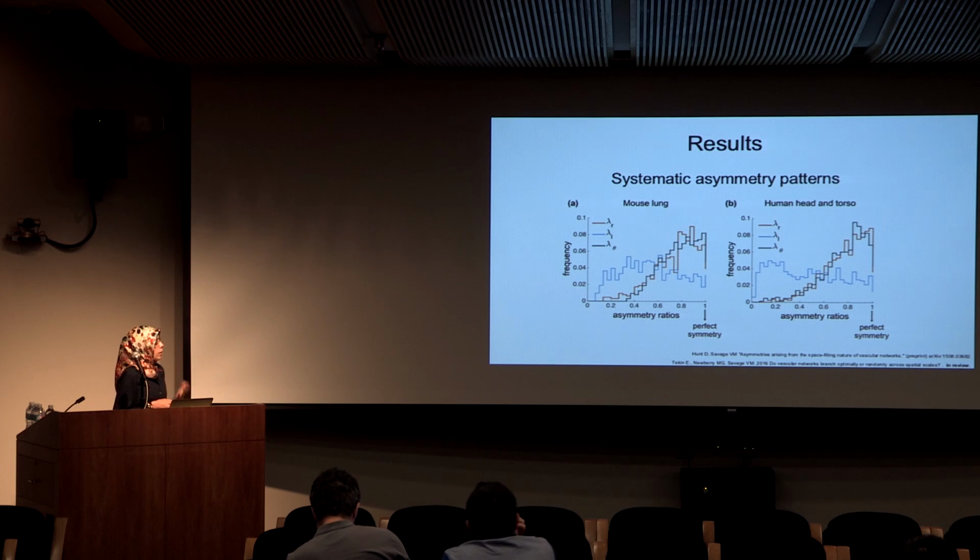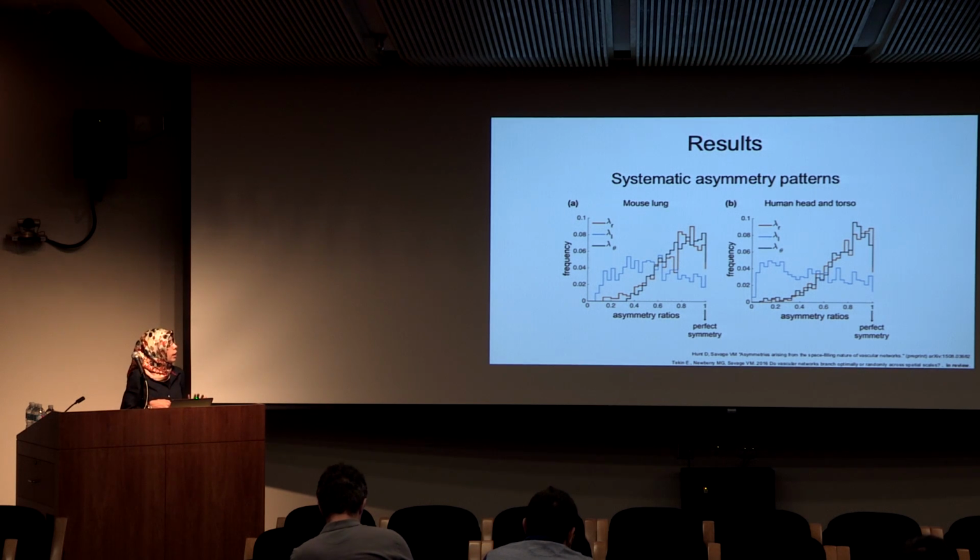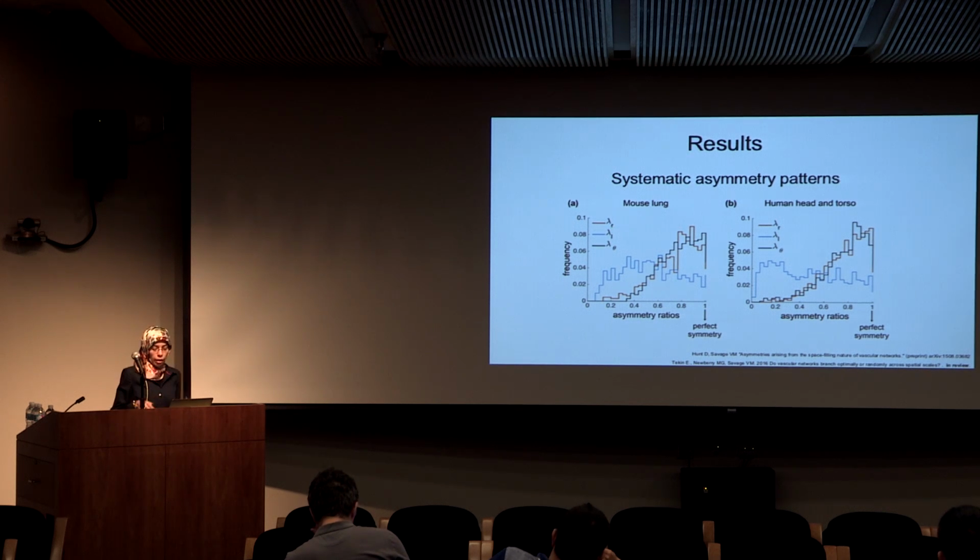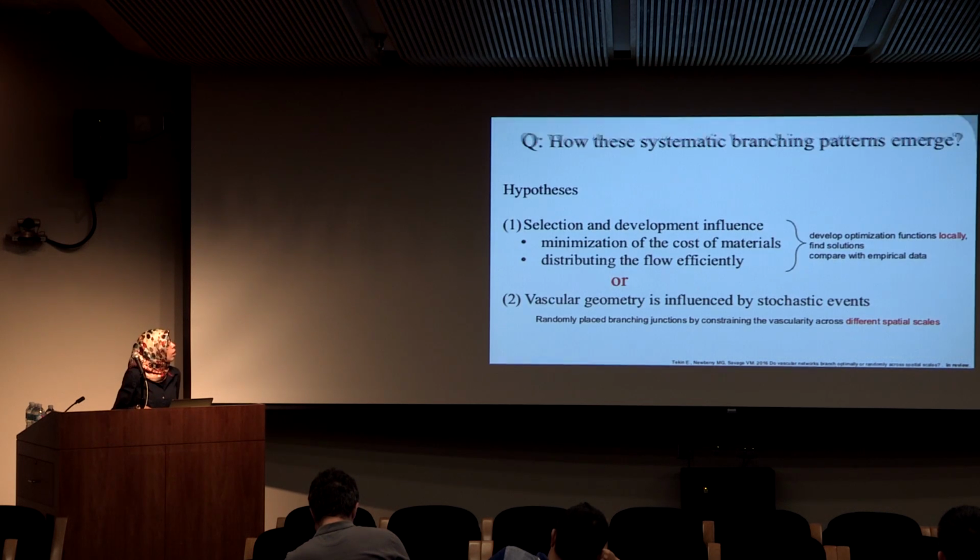When we plot the distribution for both mouse lung and human head and torso, we discovered some systematic asymmetry patterns. When we look at the radius and the branching angle ratios, we find that they are skewed towards symmetry, so they tend to be much more symmetric, especially compared to the blue curve here, which is uniform and much more asymmetric. This holds for both the mouse lung and human head and torso networks.